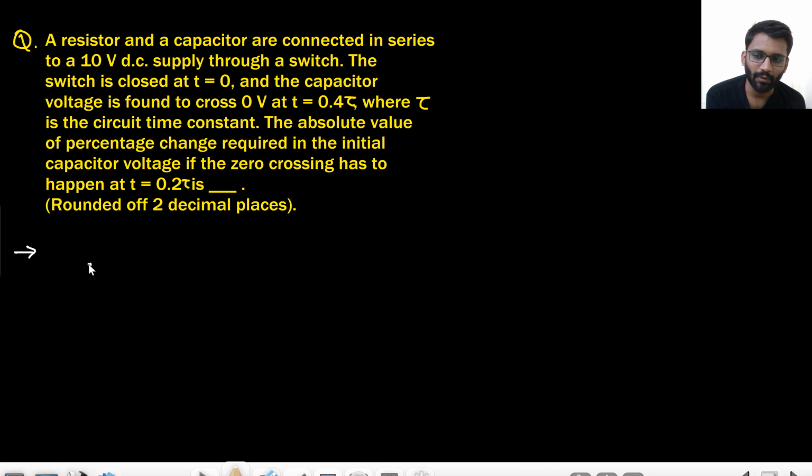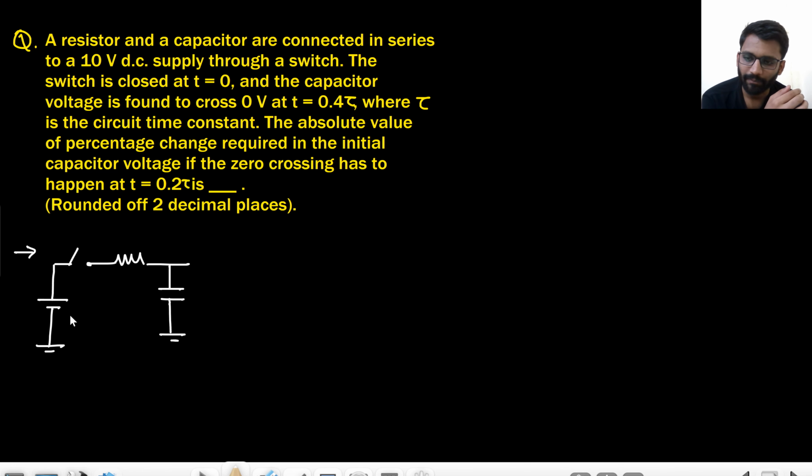So for comfort, I will take this circuit, R and then the C, no other reason. R and C are connected in series, both in series, to a 10 volt DC supply through a switch. The switch is closed at t equals to 0.